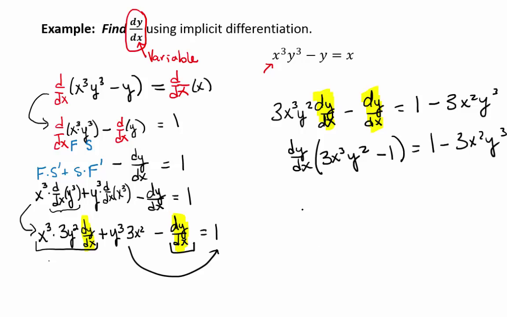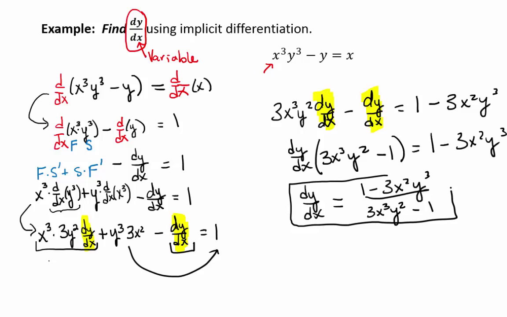So you're pretty much going to repeat that procedure frequently when you're working these problems. Get the dy dx's to one side, everything else to the other, factor it out, and divide. So now we're done. Notice that our derivative formula has x's and y's in it this time. That's to be expected. There's nothing you can do about that.